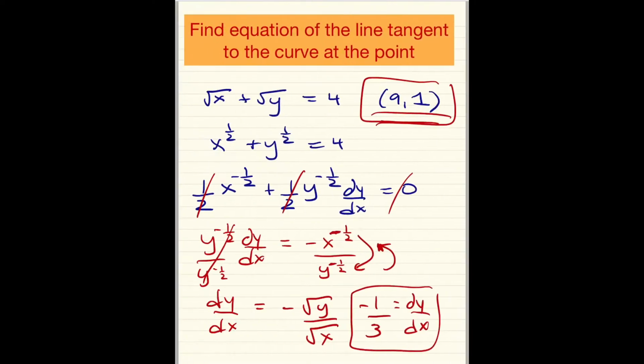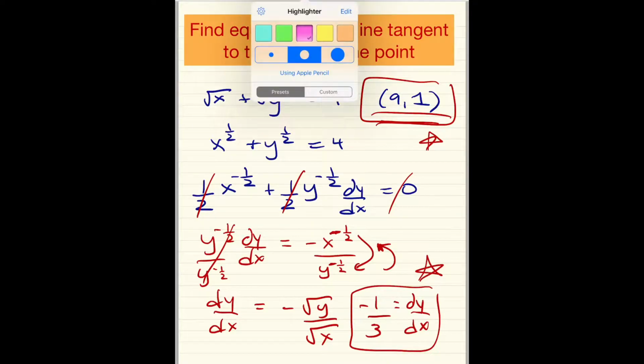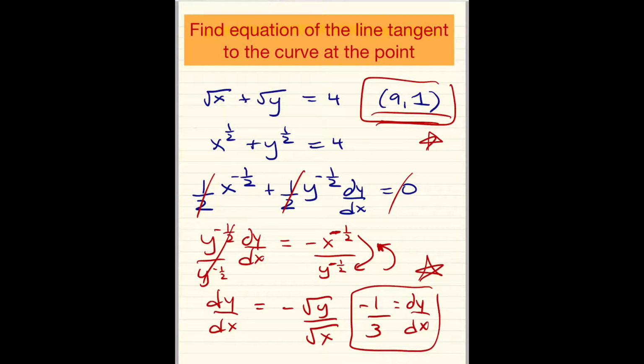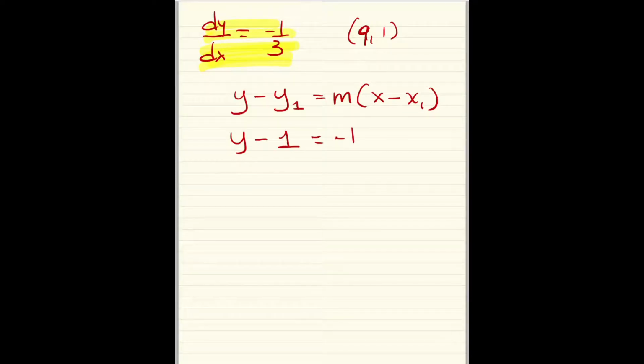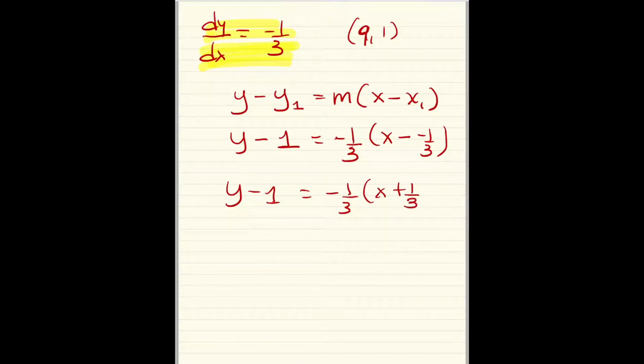So continuing, we have the slope to be -1/3. We have the point to be (9, 1). The reason why that's important is because I need to come up with the equation of the line. The word tangent means I'm looking for the derivative, okay? So the equation of the line says y minus your y point equals m times x minus your x point. Y minus 1 equals -1/3 times x minus 9. Y minus 1 equals -1/3 x plus 3.